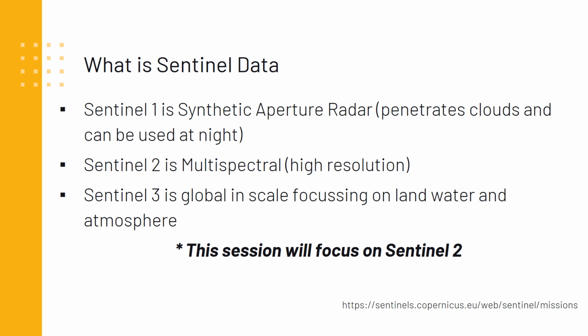Sentinel-2, on the other hand, is a multi-spectral, high-resolution satellite. It is a passive system, meaning it's just looking at the reflectance based on the sun's energy. It is high resolution and ranges from 10 to 60 meters. Sentinel-3 is global in scale. It focuses on land, water, and the atmosphere. It is a combination of both active and passive devices on the satellite constellation, and it has varying resolutions. This session will be focusing on Sentinel-2 data.